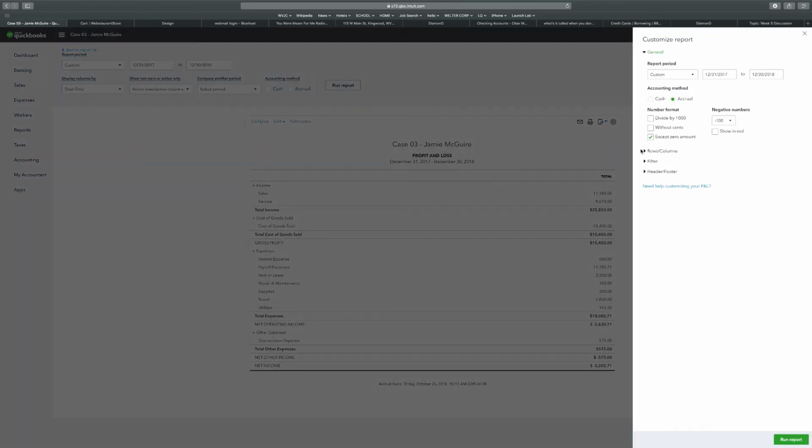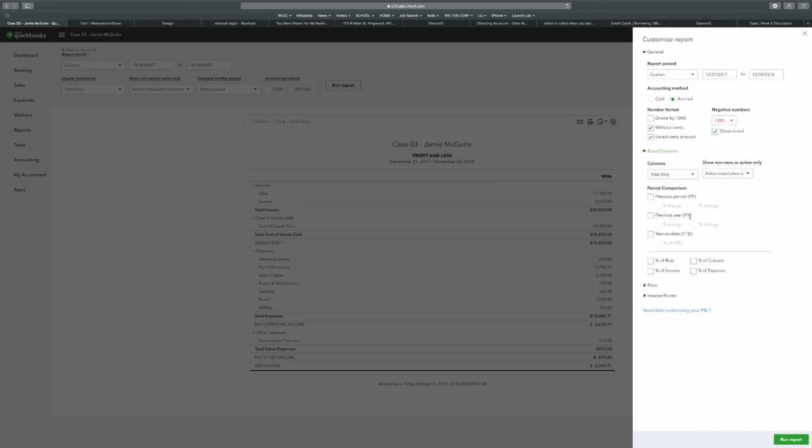We can customize this report by doing the cash basis versus accrual basis. We can divide it by 1,000. Generally, you only want to do this if you have really large numbers. You can get rid of the cents. Most financial statements for publicly traded companies do not have the cents. You don't want to include zero amounts. Negative numbers are shown as a negative here. You can do it under parentheses and in red. Those are always a good way to do it.